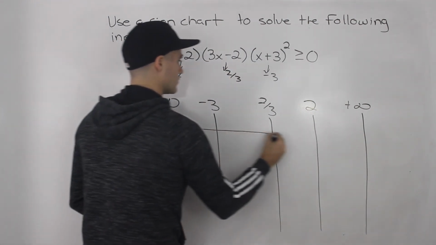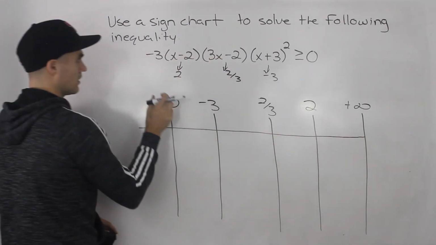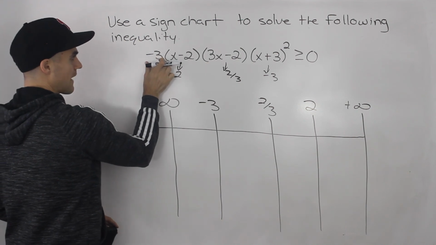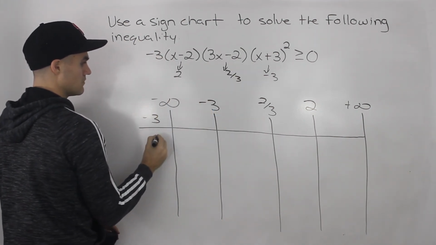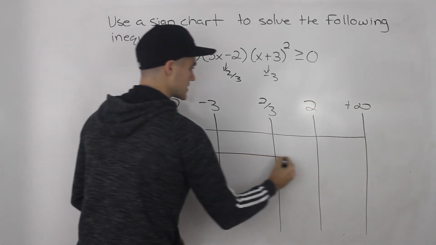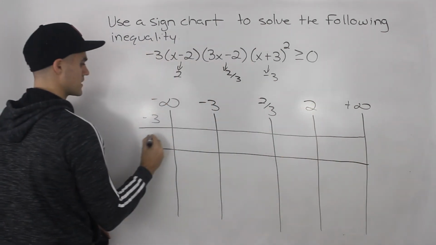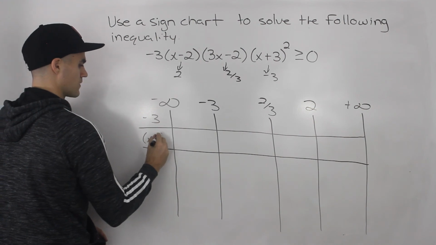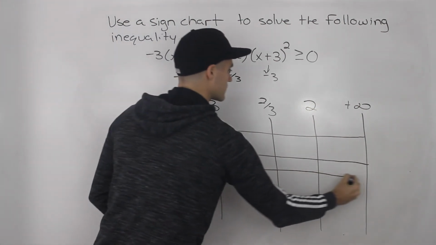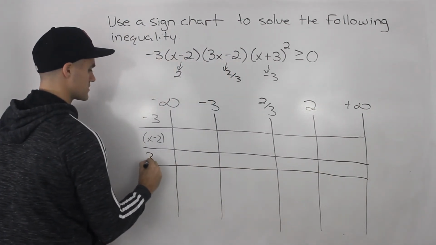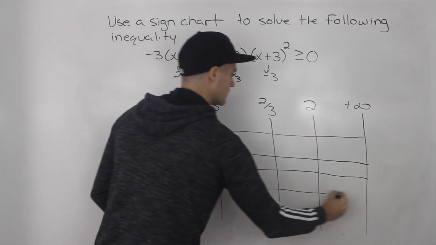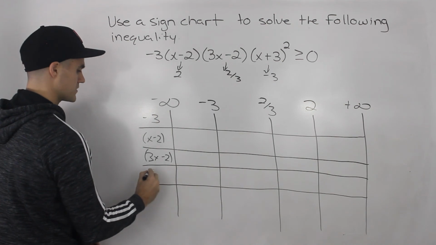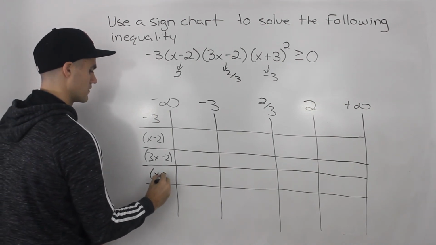And then the rows are all going to depend on the factors that we have. So first thing we got to write is this negative 3 out. Right? What's the next factor going to be? X minus 2. Next factor will be 3x minus 2. And then the next factor is going to be x plus 3 squared.